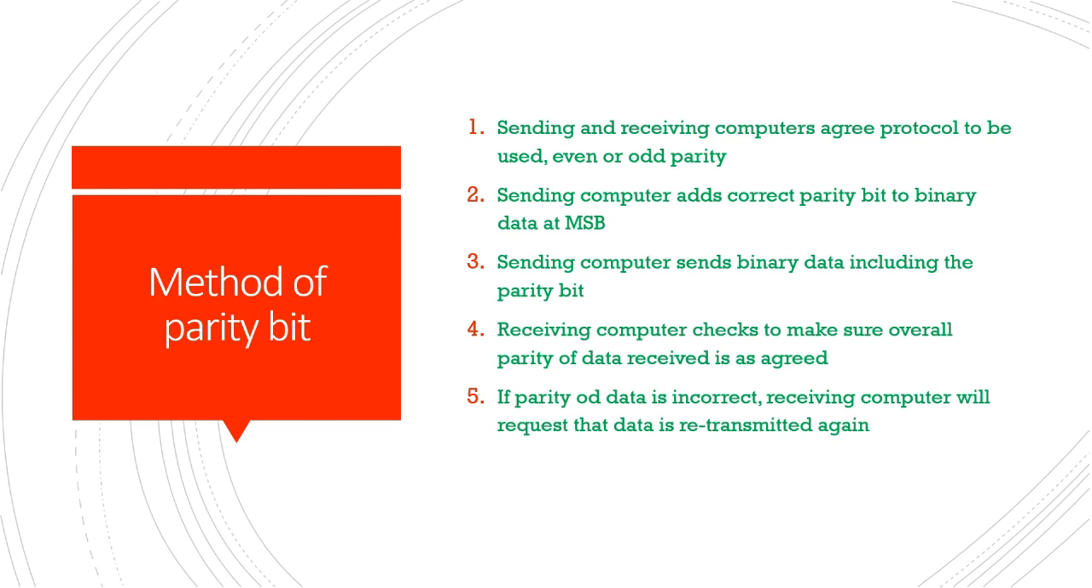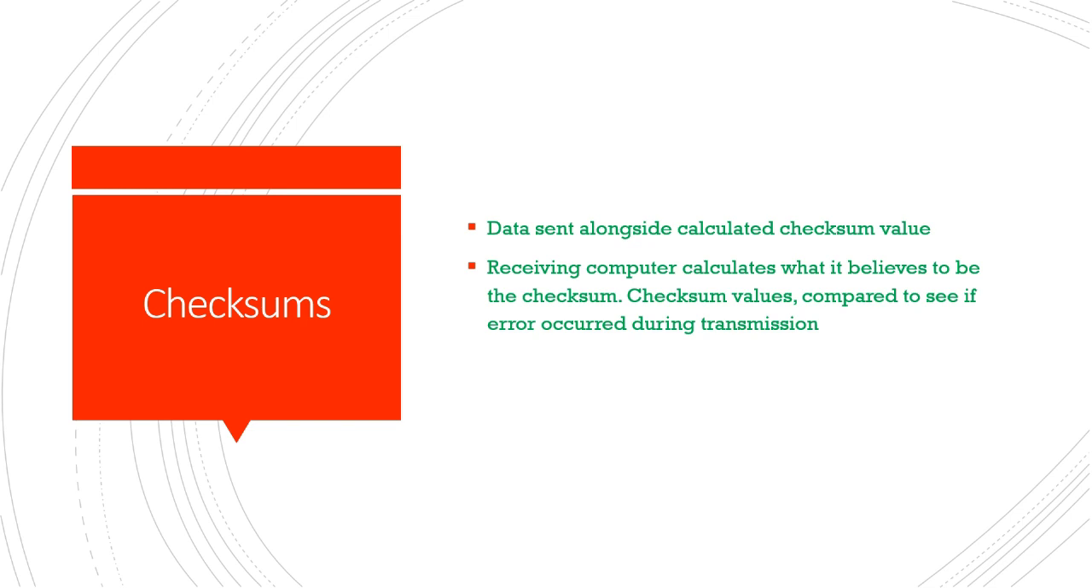Well, the sending and receiving computers will agree a protocol to be used, even or odd parity. The sending computer will add the correct parity bit to the binary data at the most significant bit. The sending computer will then send the binary data, including the parity bit, where the receiving computer will check it to make sure the overall parity of the data is received as agreed. And if the parity of the data is incorrect, the receiving computer will request that the data is retransmitted again.